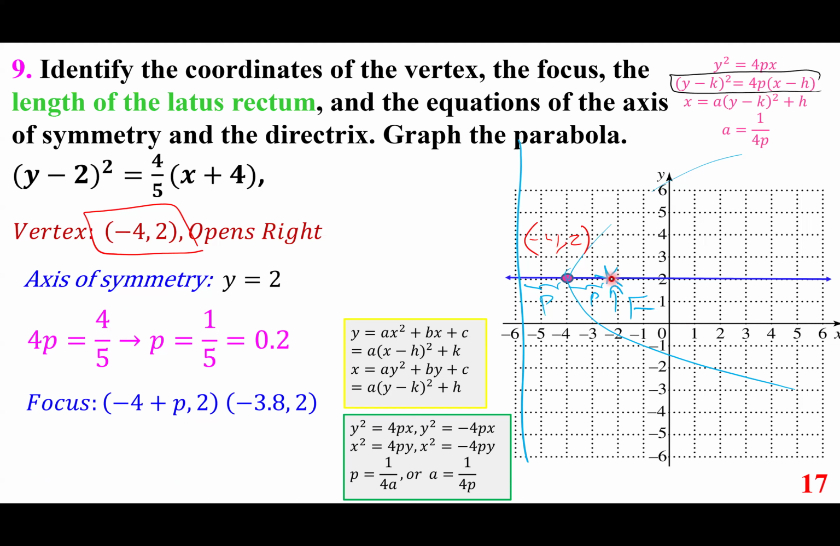Of course, this is way off, and I did it on purpose. I just wanted to make sure that everybody can see that the focus is somewhere inside. So it's way off, right? And so is my directrix. But the idea is, how do you find the equation of a directrix? It's a vertical line, x equals some number. What is that number? Again, go back to the vertex. The x coordinate is negative 4. So you go to the left of it by p. So minus 4 minus p is minus 4.2. And this is the line.